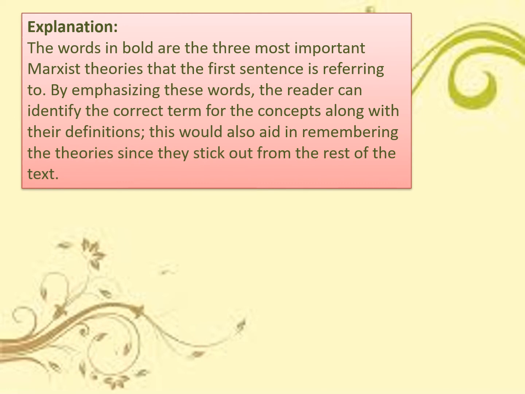So the words in bold are the three most important Marxist theories that the first sentence is referring to. By emphasizing these words, the reader can identify the correct term for the concept along with its definition. This would also aid in remembering the theories since they stick out from the rest of the text.